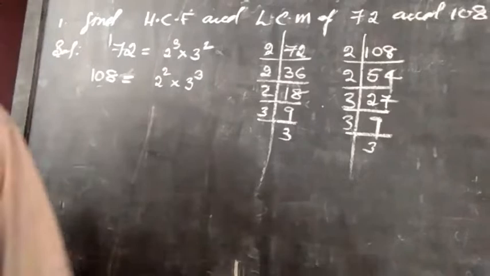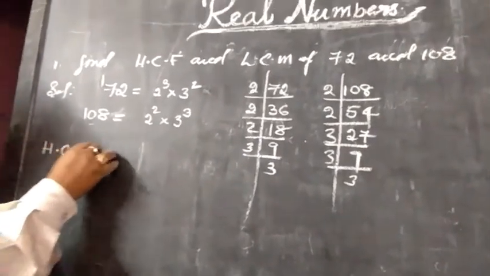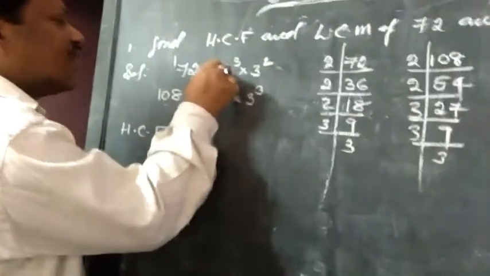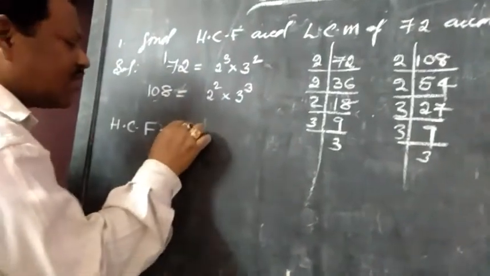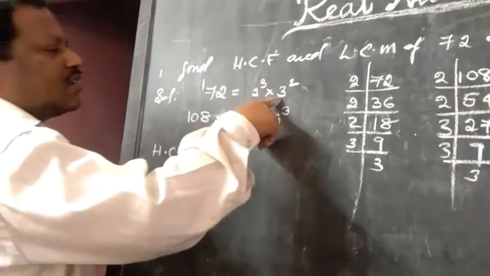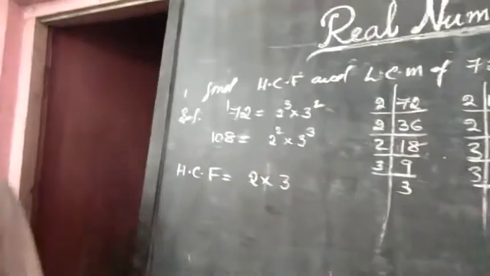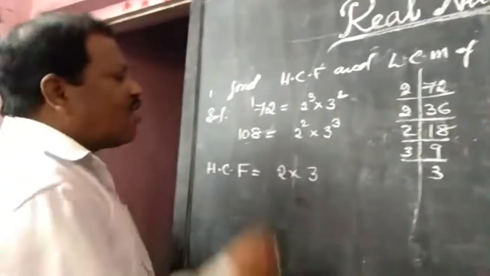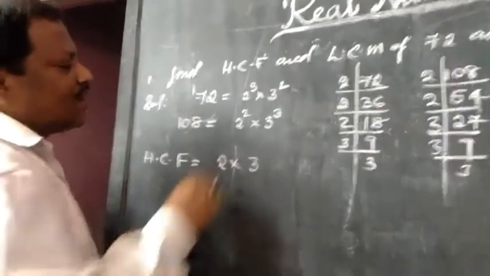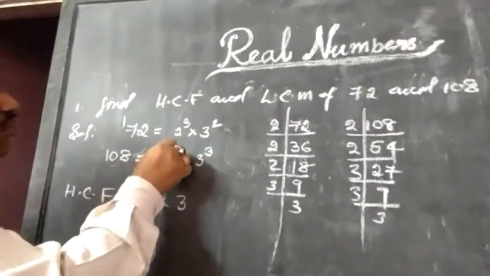Now you have to calculate HCF. Before finding it, observe the numbers. What is the first step? Write the common base. Here 2 is the base, here 2 is the base. Common base should be written first. Here base 3, here also base 3. Common base is 3. First write the bases. After that, observe for the common bases the least power of the base.